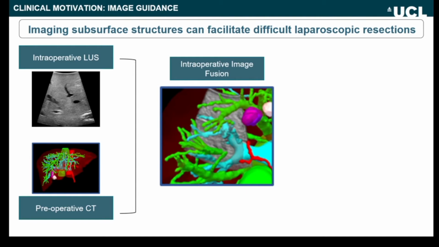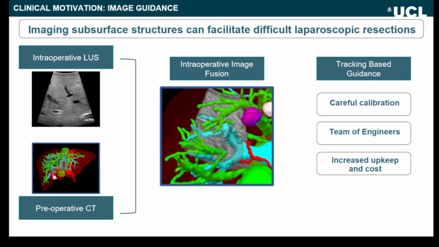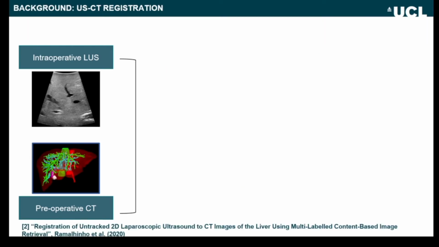To achieve this, trackers may be used to relate the position of the ultrasound in space to the CT. However, tracking-based image guidance systems require careful calibration prior to each use. This necessitates a team of engineers to facilitate this method and increases the upkeep and complexity of the system. This type of alignment may also be achieved by considering image registration of the ultrasound to CT.